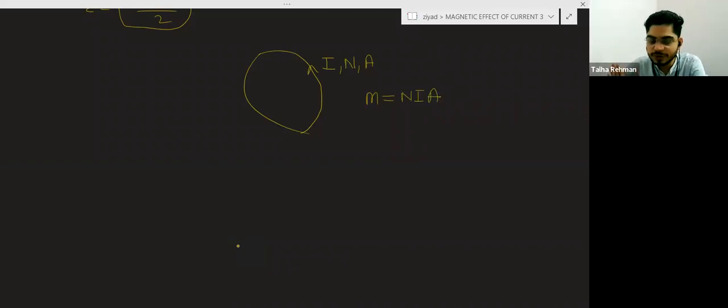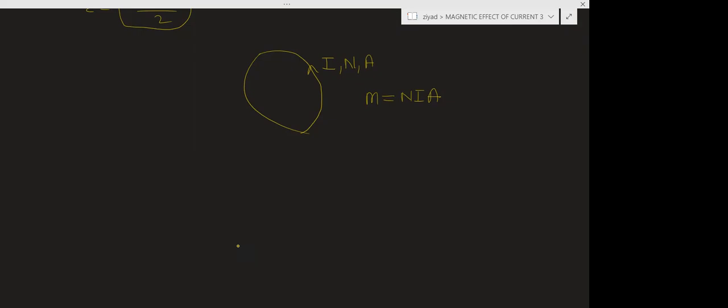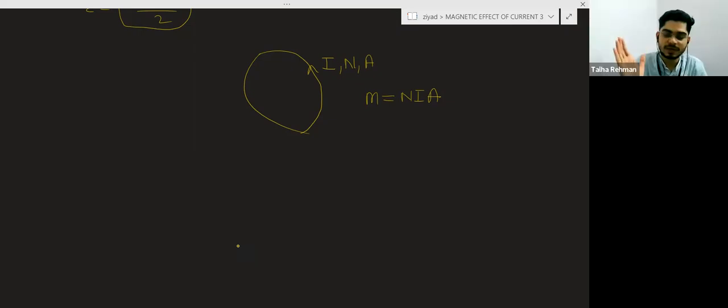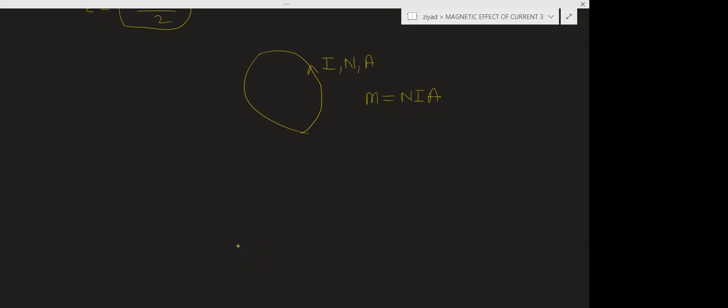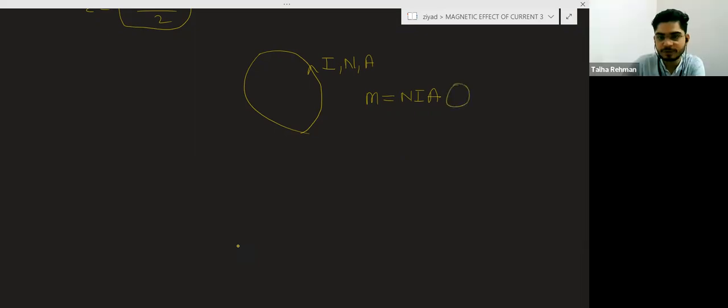And the direction of the magnetic moment is given by the right hand thumb rule. Curl your finger along the sense of current, and your thumb will give you the direction of the magnetic moment. So when you curl your finger anti-clockwise, you will get the direction of the magnetic moment towards you. Towards you means outward. So the direction of the magnetic moment will be outward. This concept you should know.